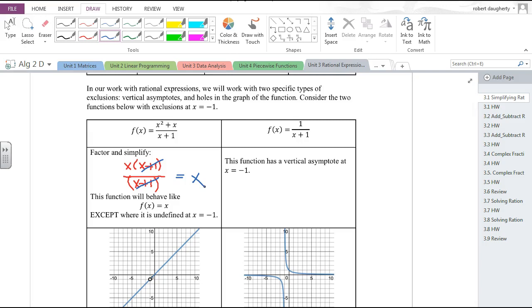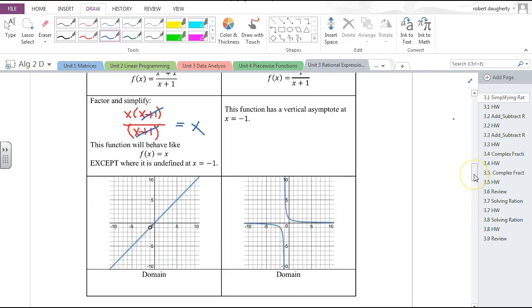x. What's the graph of y equal x? It's here. What is the graph of y equal x? It's a straight line, right? Okay. So that's what this function looks like. It looks like a straight line, but there is one little gotcha with this.